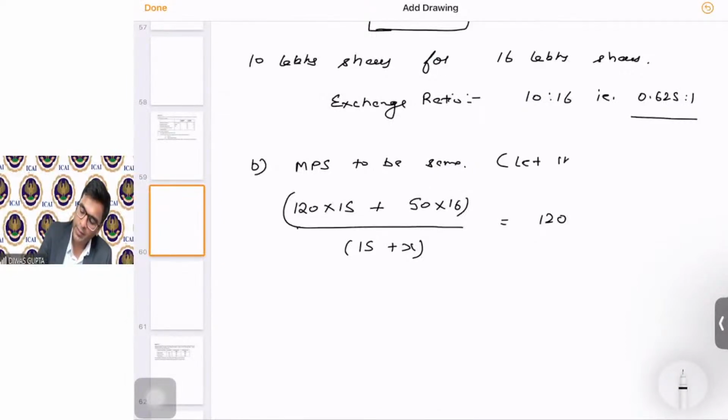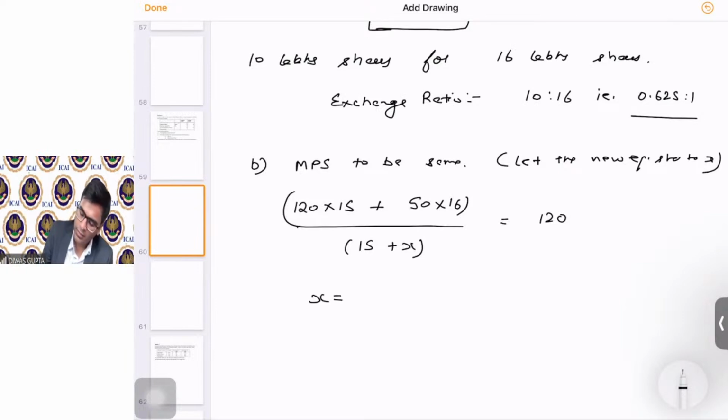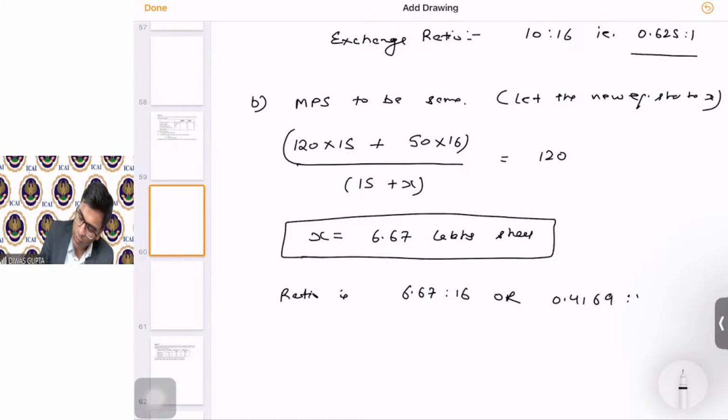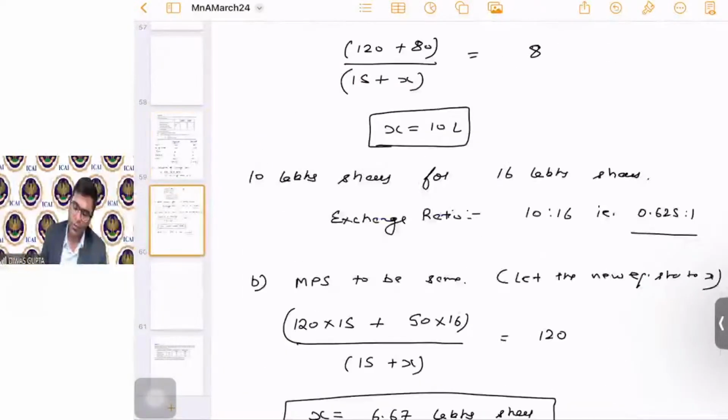So here also we are assuming let the new equity shares be x. So here x becomes 6.67 lakhs shares. In this case, the ratio is 6.67 divided by 16, or 0.4169:1. So this is the 4 decimals that we have to put. Okay, students, that is mentioned in the question, and hence I have put the 4 decimals in this case.